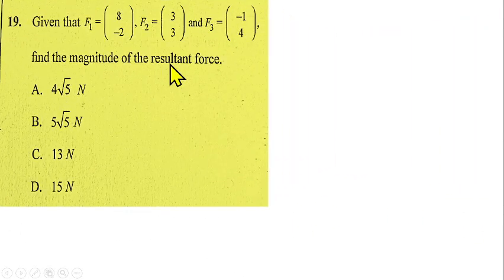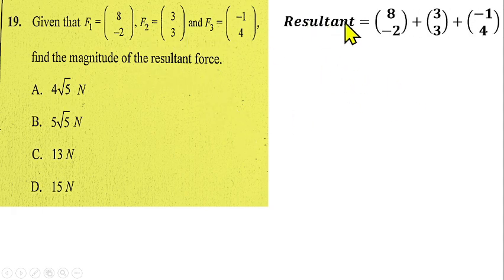Question number 19 is from resultant force. So we are given F1, which is the force in this column matrix, and F2 and F3 as well. You have to find the magnitude of the resultant of the forces. So of course, if you have to find the resultant of the forces, all you need to do is to add all the forces together. So you have this plus this plus this.